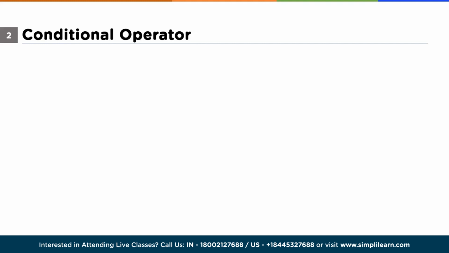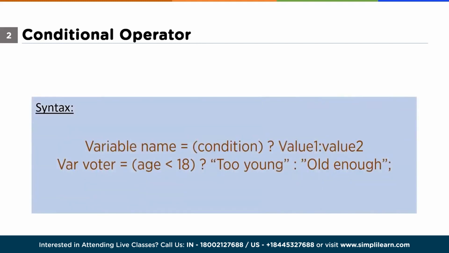So here is the syntax for conditional operators. It seems pretty straightforward, right? Here you can see we have a variable name, we have a condition. Depending upon the condition, we have two values. Here's the example as well.